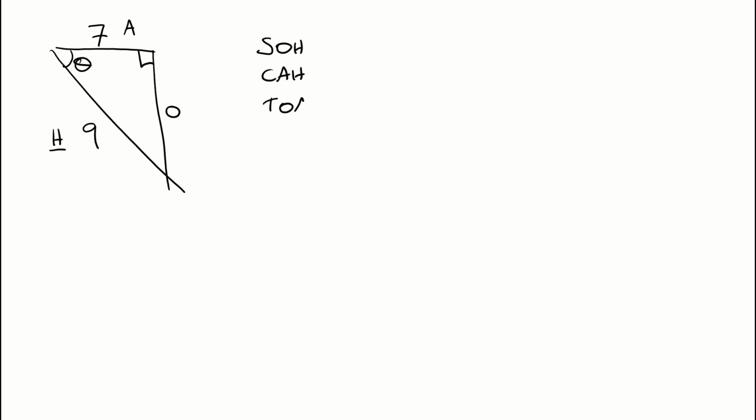SOHCAHTOA, we're interested in our adjacent and our hypotenuse. That's where our 7 and 9 is given to us. So the one of interest to us in our acronym is going to be our cosine. Now remember, what does this say? This says that the cosine of theta is equal to my adjacent divided by my hypotenuse.